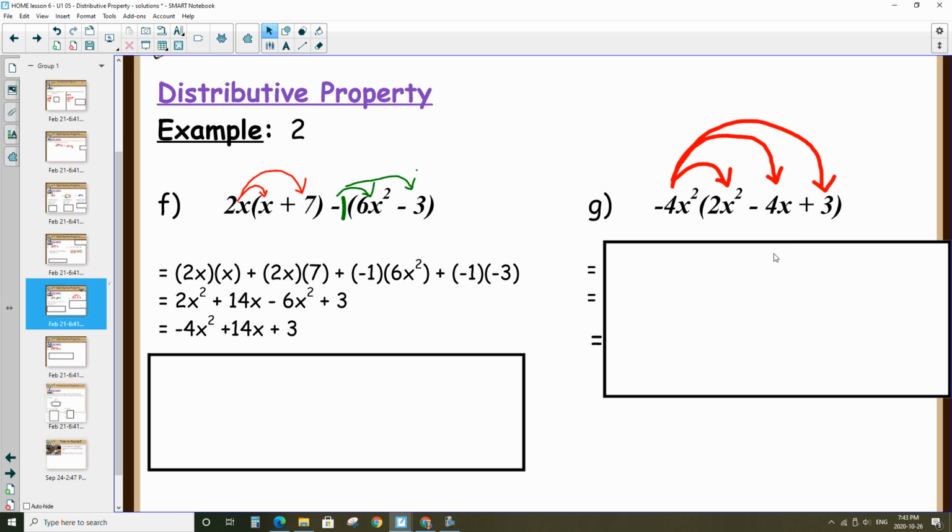Question G, another monomial multiplied by a trinomial. So negative 4x squared times 2x squared would be negative 4 times 2 is negative 8. And then we're adding the exponents on the x's. 2 plus 2 is 4.